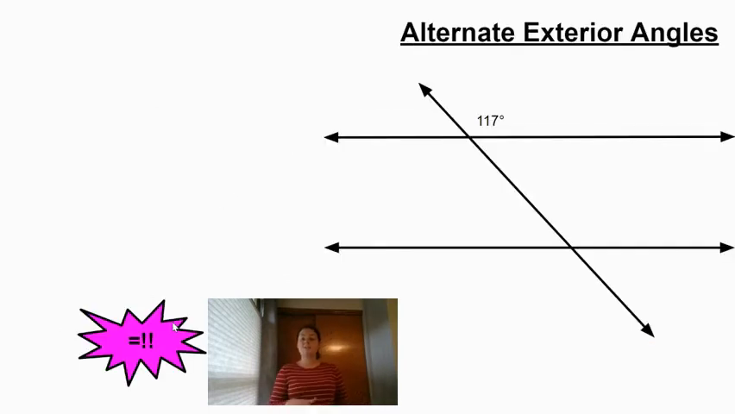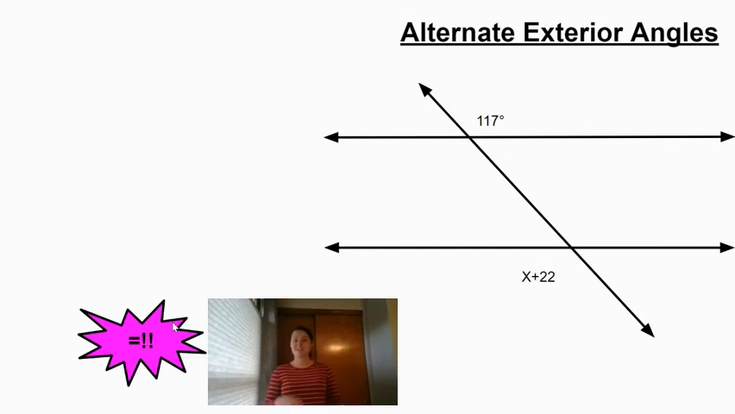Now, alternate interior and alternate exterior are very similar. The only difference you guys know is they are outside of the parallel lines. And that's what exterior tells us. So we're going to combine those 2 for our examples here. So we just did alternate interior with just setting x equal to that angle measure. Now we have 117 degrees. And we have x plus 22.